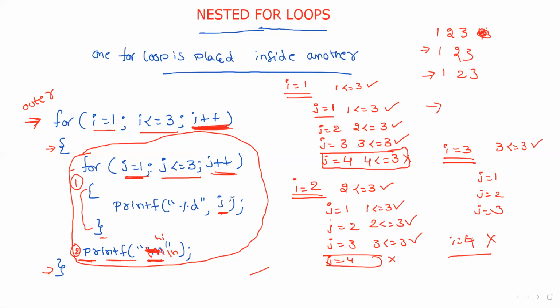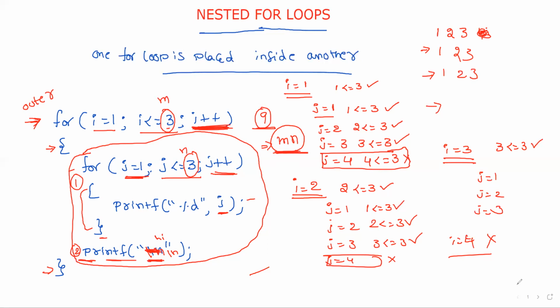In a nested for loop, how many times is the loop repeated? For each i value, the j value is repeated 3 times. So we have 3 i values, so 3 into 3, 9 times is repeated. For example, i <= m, j <= n. The nested loop, that is, this body, is executed m into n number of times.